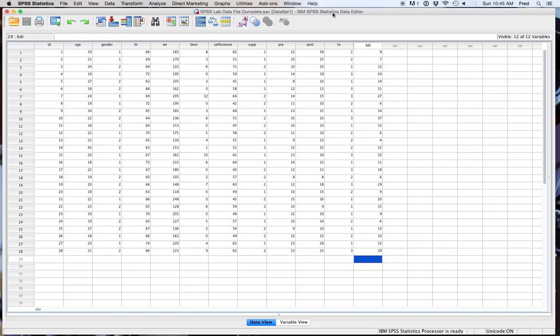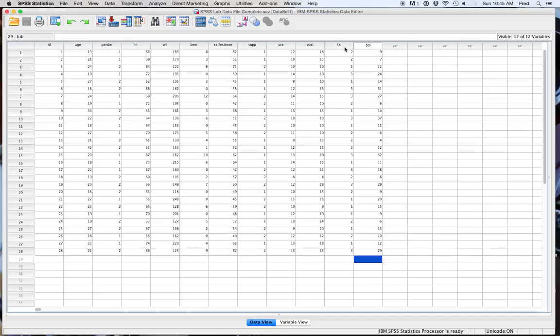What I've got here on the screen is the data file. This is the complete data file with all of the variables that we've entered this semester. So here's our subject ID, age, gender, and so on. And over here on the right are the last two variables that you're going to be entering for this lab.